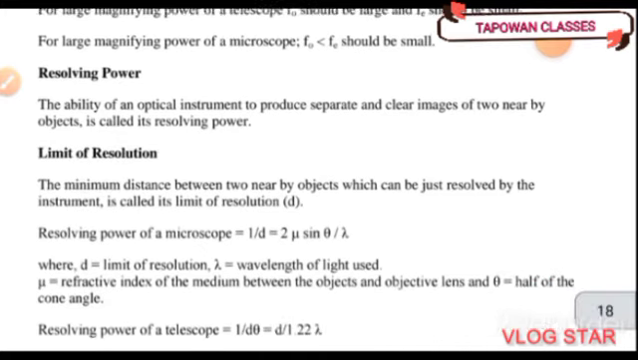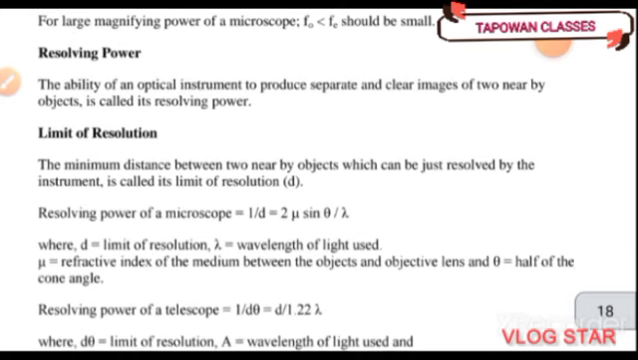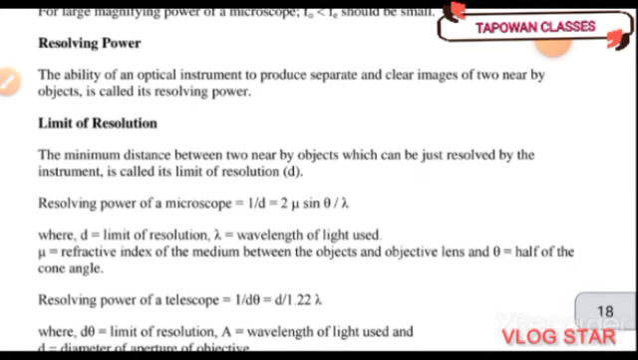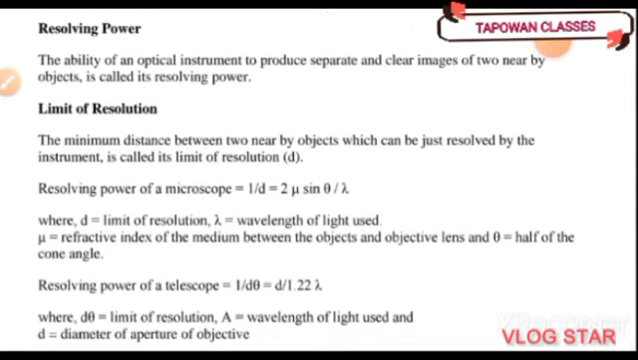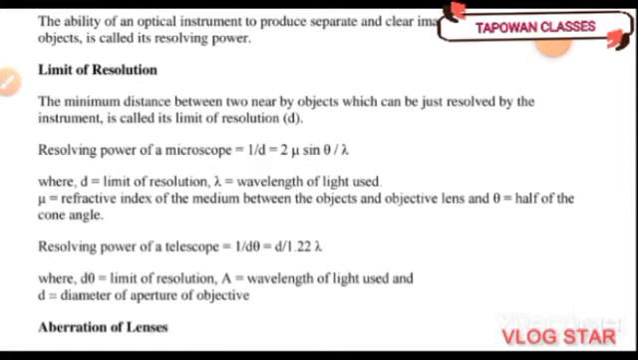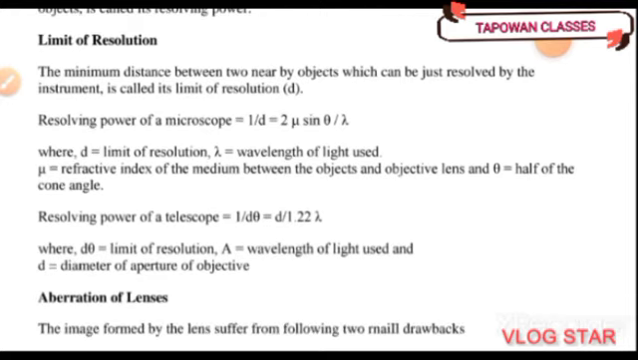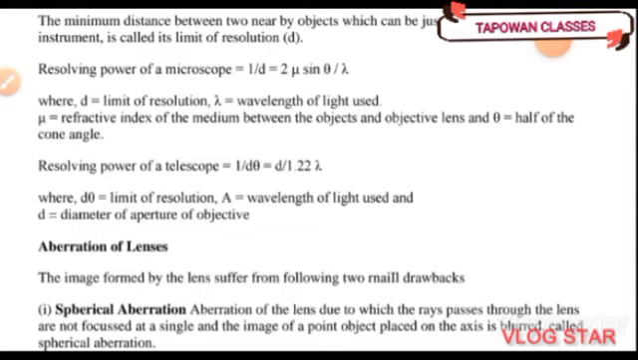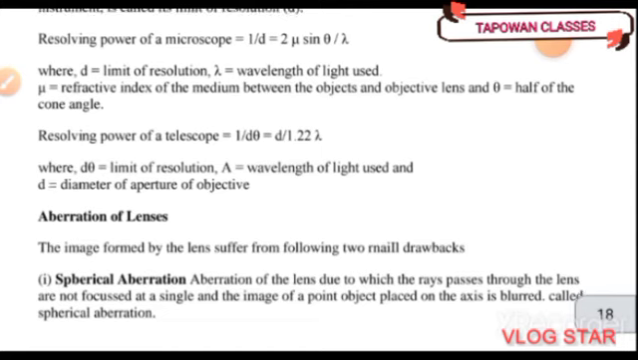Resolving power is the ability of an optical instrument to produce separate and clear images of two nearby objects. The minimum distance between two nearby objects which can just be resolved by the instrument is called its limit of resolution. The resolving power of a microscope is 1/d = 2μ sinθ/λ, where d is the limit of resolution, λ is the wavelength of light used, μ is the refractive index of the medium between the object and objective lens, and θ is half of the cone angle.